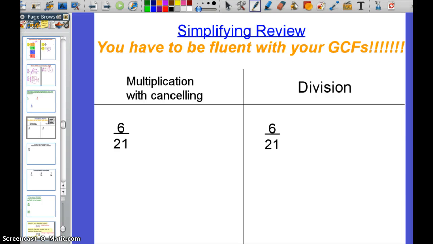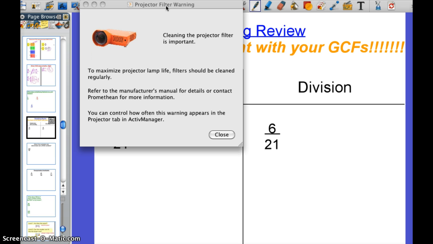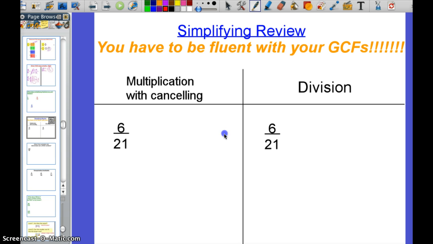Okay, before you start your worksheet that has you practice simplifying, I wanted to go over all that we've talked about and some things that we haven't yet talked about so that you can be successful. So this should be a review. When you are simplifying a fraction, whether it be a fraction that's under 1 or an improper fraction, you need to be fluent and fast with your greatest common factors, okay?